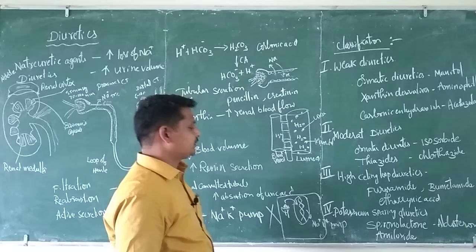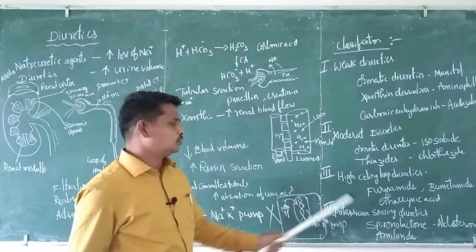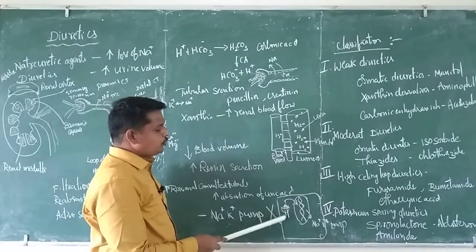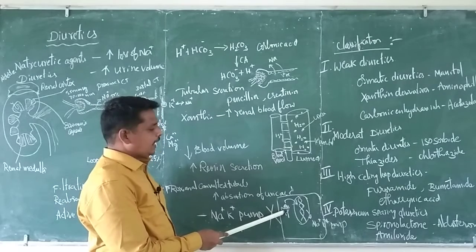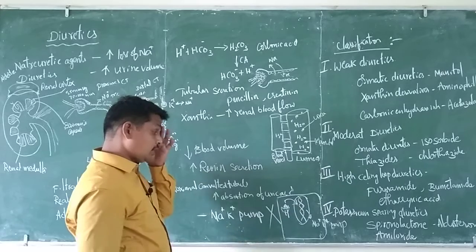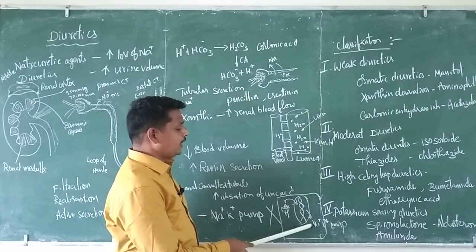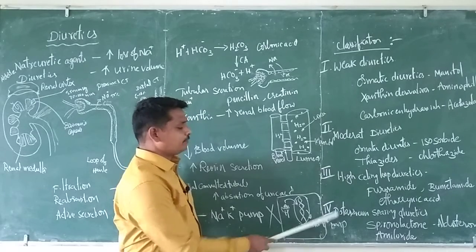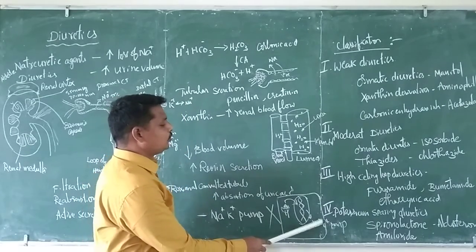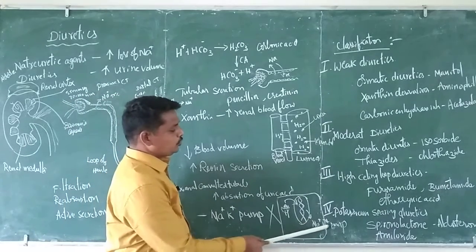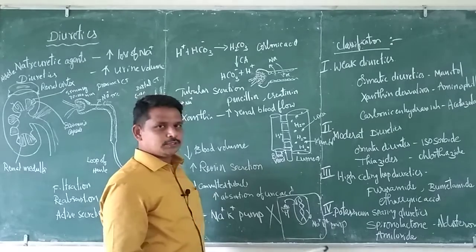Next, potassium sparing diuretics. Example, spironolactone. As we discussed, the adrenal gland secretes the essential hormone aldosterone. Aldosterone binds to an intracellular receptor and translocates into the nucleus. After translocation, it synthesizes certain proteins helpful for the preparation of the sodium potassium pump. When the sodium potassium pump is there, only then is there an active exchange of sodium and potassium. Sodium is taken in and potassium is taken out.